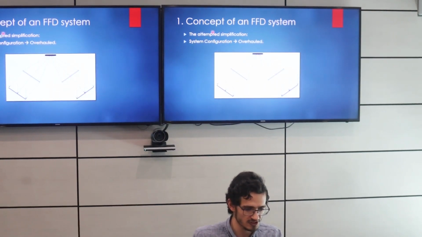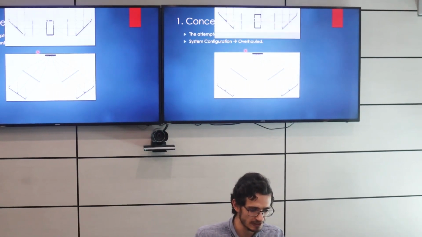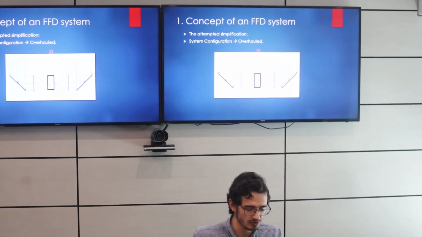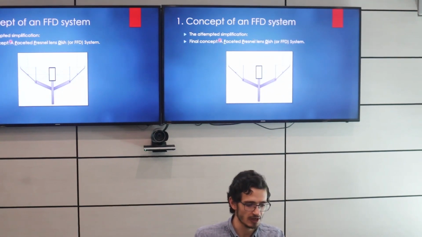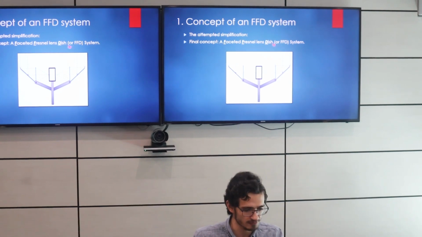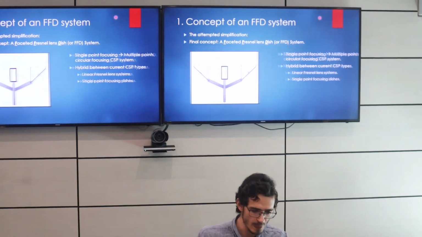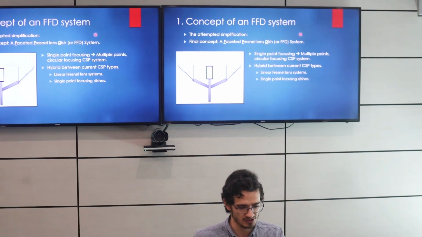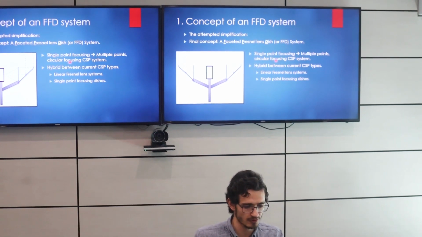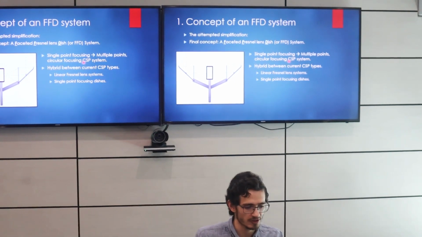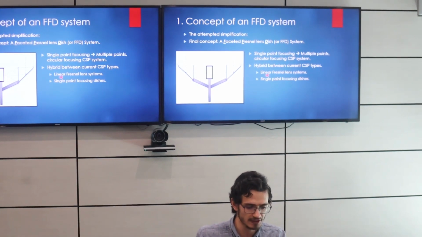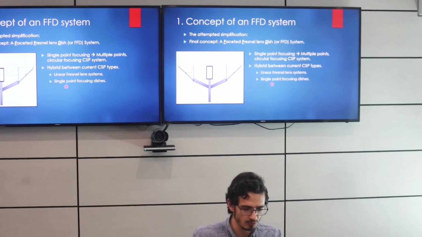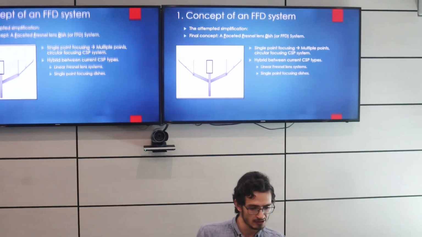And for this reason, the system configuration was completely overhauled, where the receiver was moved down and the focusing facets reoriented towards this receiver. And thus we have our final concept, a faceted Fresnel lens dish, or FFT system for short, where we've gone from a single point focusing system to a multiple points circular focusing CSP system, which is currently a hybrid between the current types of systems in the industry, specifically linear Fresnel lens systems and single point focusing dishes.